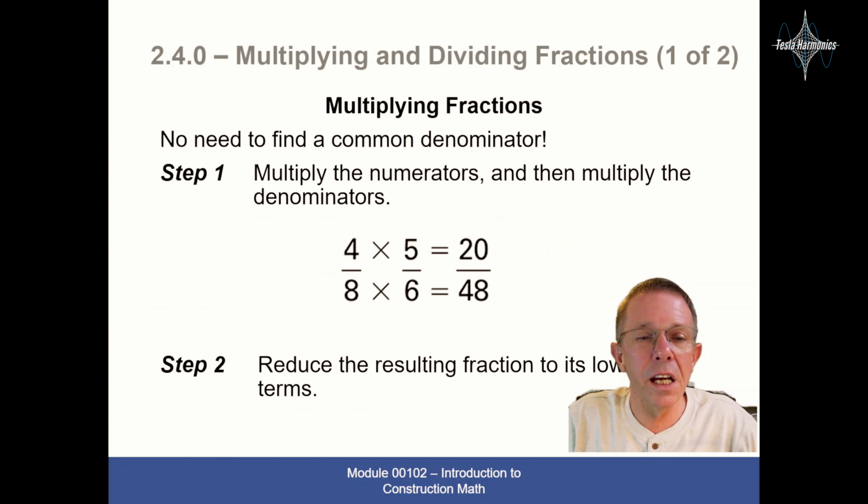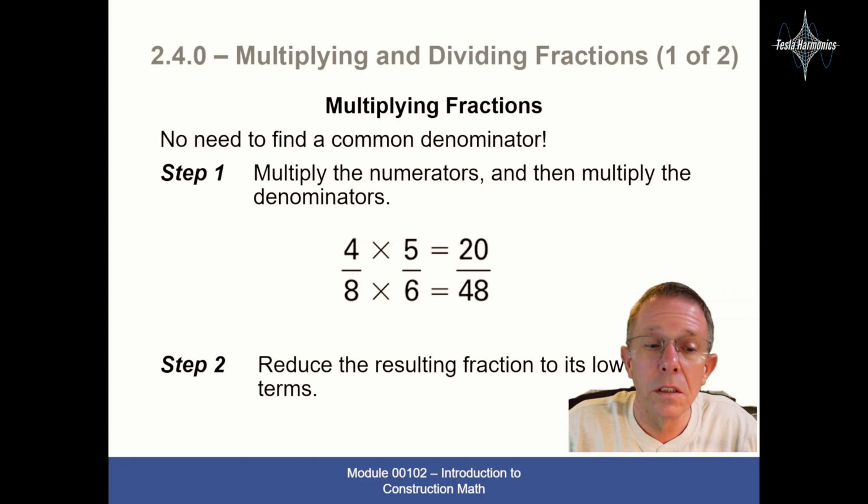Multiplying and dividing fractions. Multiplying fractions. No need to find a common denominator. Step 1, multiply the numerators and then multiply the denominators. Step 2, reduce the resulting fraction to its lowest terms.